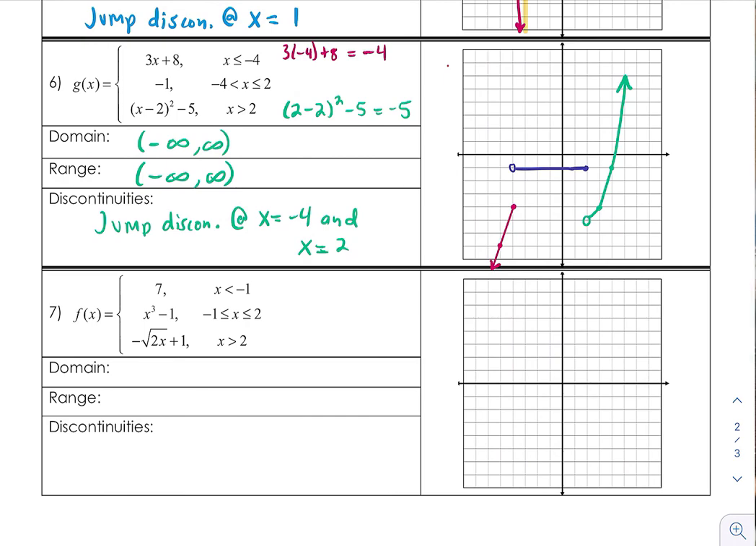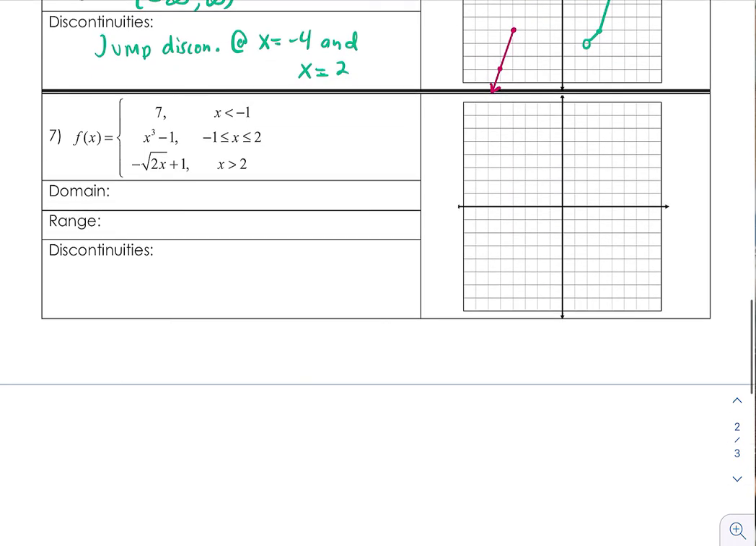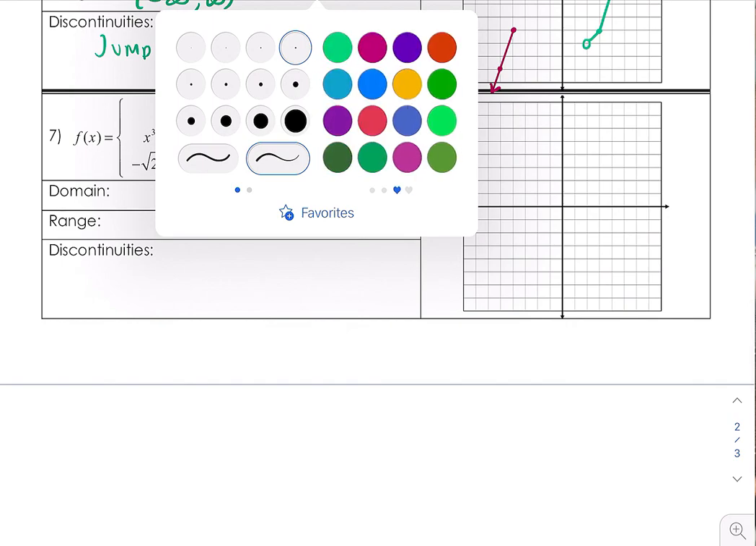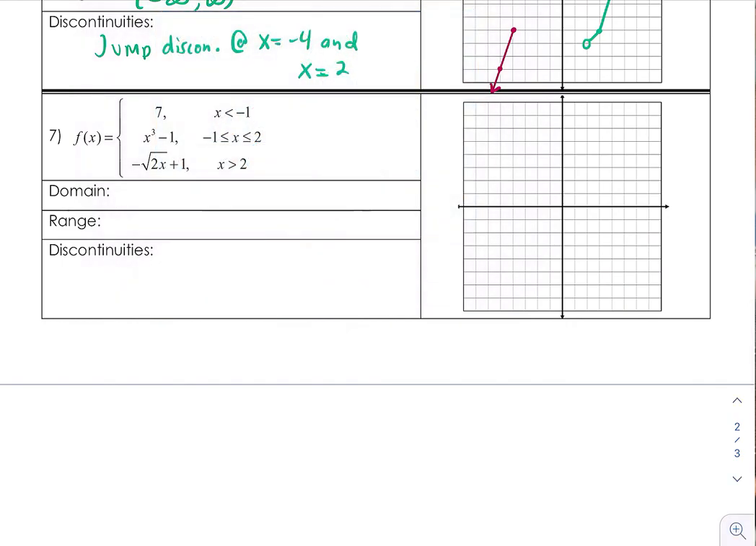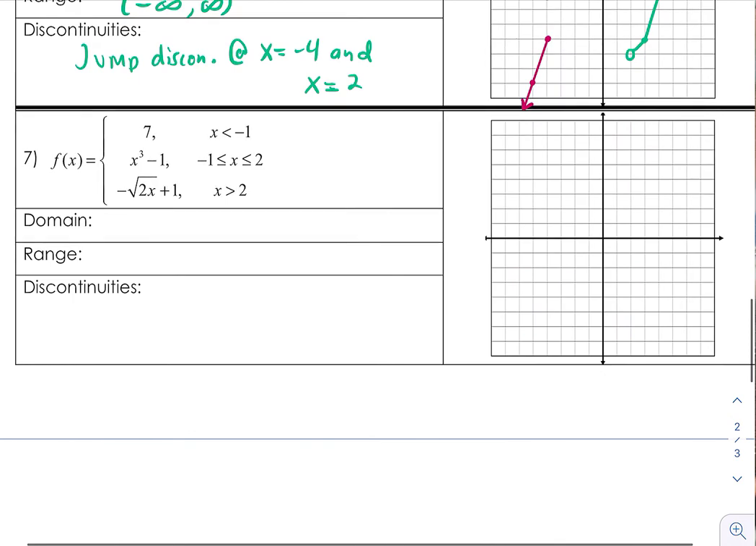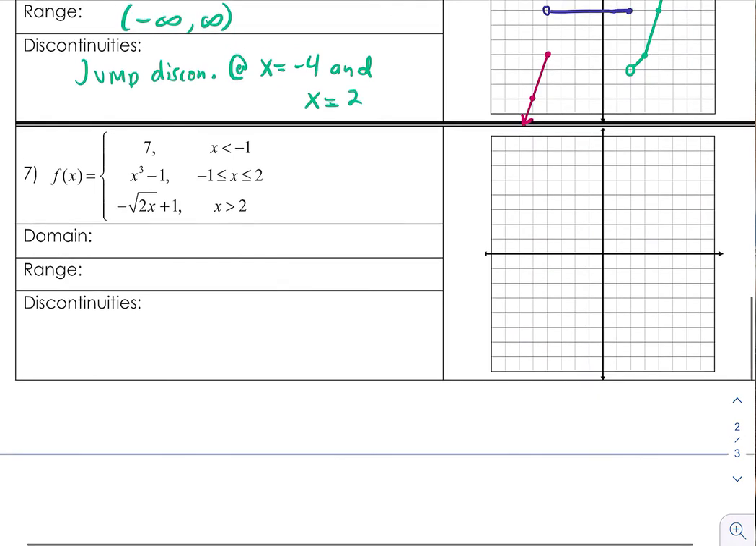Alrighty, and last but not least, number 7. So for number 7, let's switch these bright colors here. Again, we have a cutoff at -1 and at 2. So first up, constant function at 7, flat horizontal line at y equals 7. So when I go to -1, it is less than but not equal to -1. So I'm going to go up to 7, which I believe is 1, 2, 3, 4, 5, 6, 7. Yep, right here.